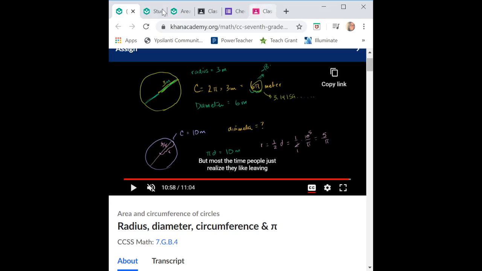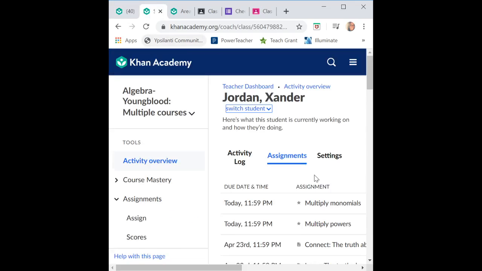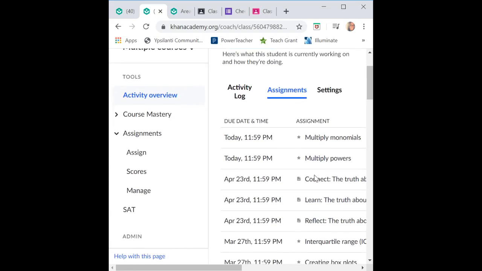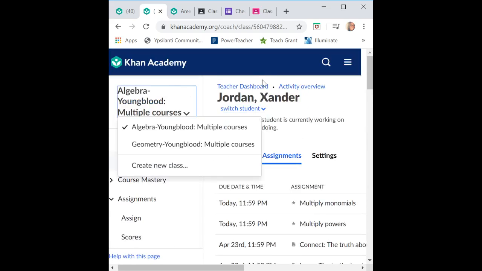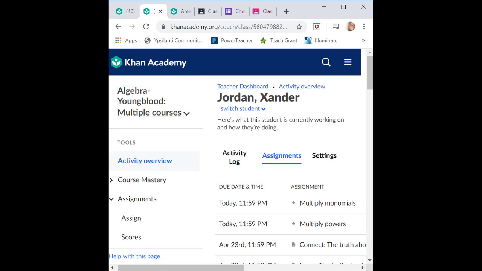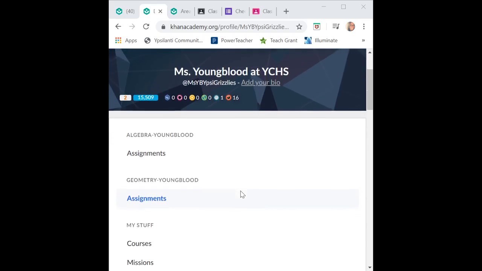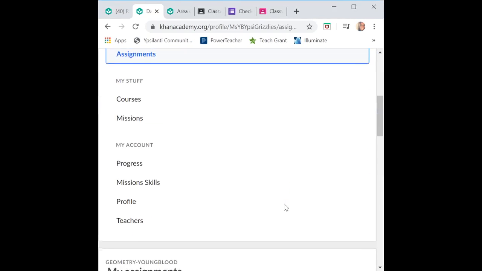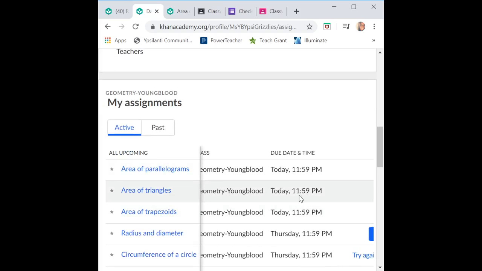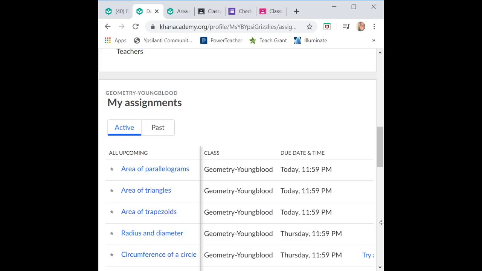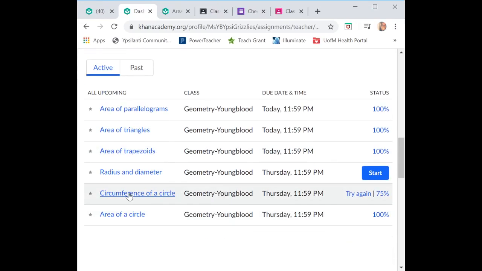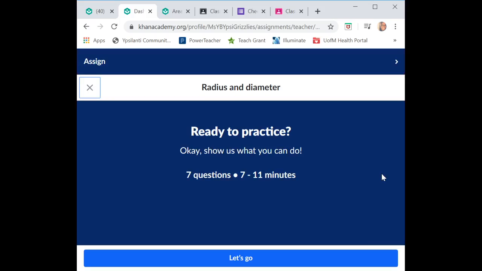Cool. So now we want to go to our assignment. In Khan Academy, you want to make sure that you're in the right class. So we're going to go to geometry, right? In geometry class, and look at the assignments that I gave that are due on Thursday. So based on the notes we just did, we should be able to do these 2 assignments, radius and diameter, and the circumference of a circle. The first one that I think is a little easier to follow is circumference of a circle.